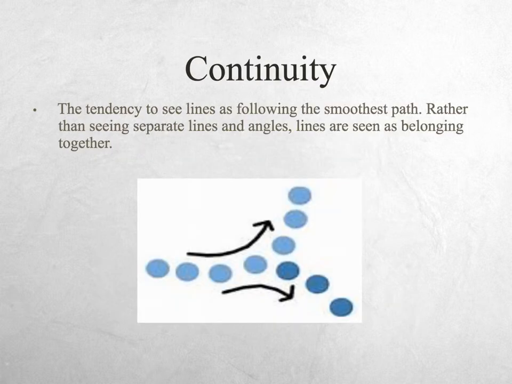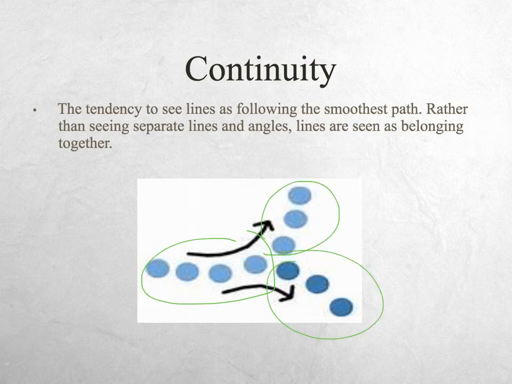Continuity. So this is the tendency to see lines as following the smoothest path, rather than seeing separate lines and angles. Lines are seen as belonging together. So when we look at this, we don't see this line, this line, this line. We don't see those as 3 separate lines. We see them as, let me use a different color, we see them as 1. Okay, or 1, all right? So that's the principle of continuity.